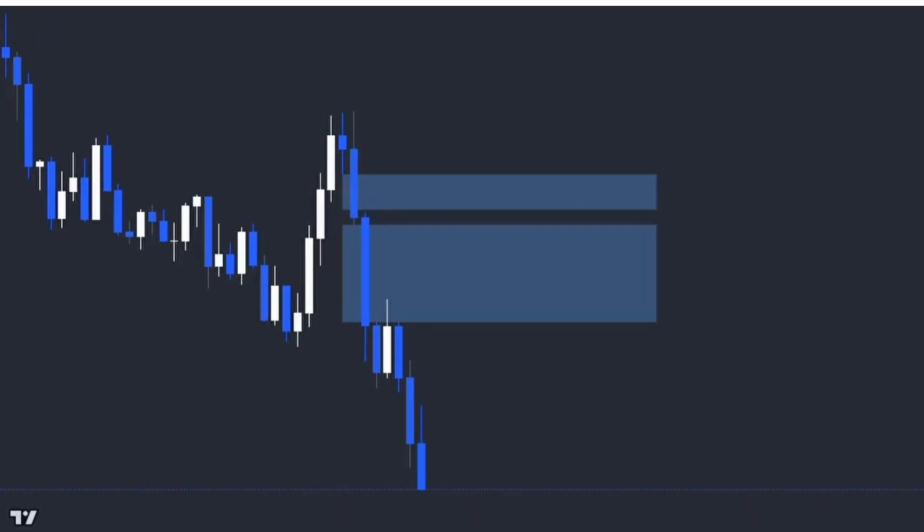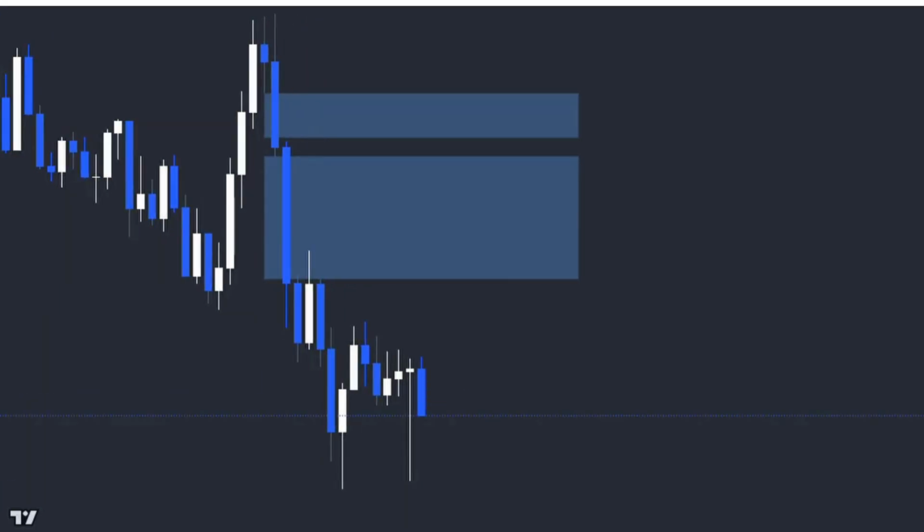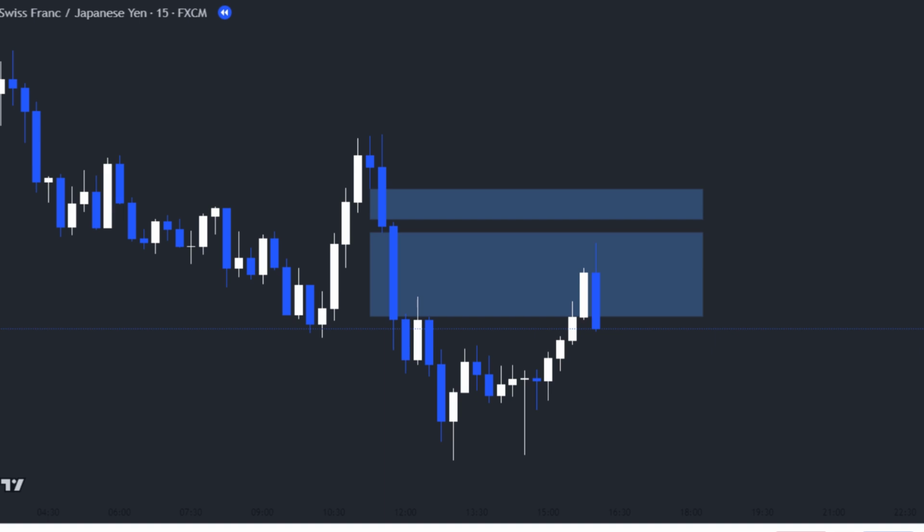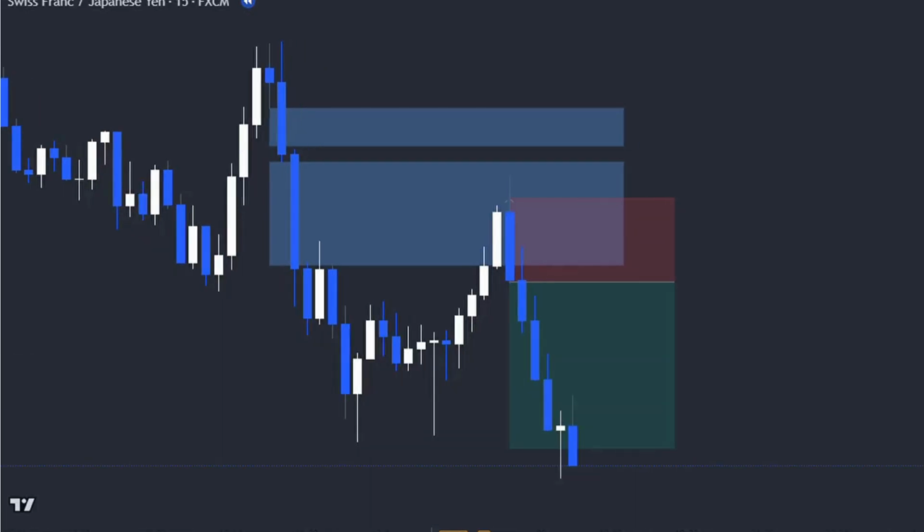Price continues downward, it creates liquidity and comes back to grab it. Price gets into this imbalance after grabbing the liquidity and after closes out of it. We can now enter this trade with a risk to reward ratio of 1 to 2. So let's see how this trade goes. Price continues lower and reaches our target.